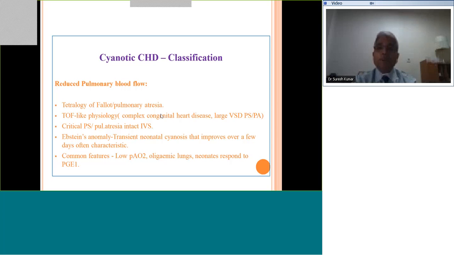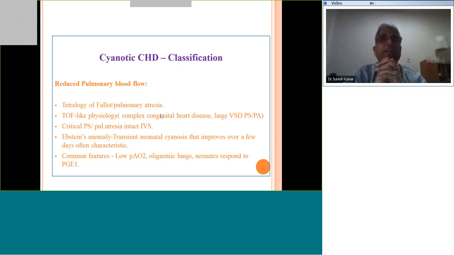They are complex congenital heart diseases like TGA VSD-PS, corrected transposition VSD-PS, truncus with PS, DORV PS, Taussig-Bing PS. These are conditions which essentially have a large VSD and an obstruction to pulmonary blood flow. So they would merit the term Tetralogy-like physiology.